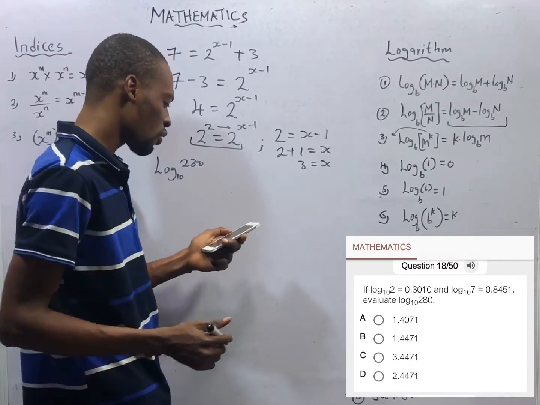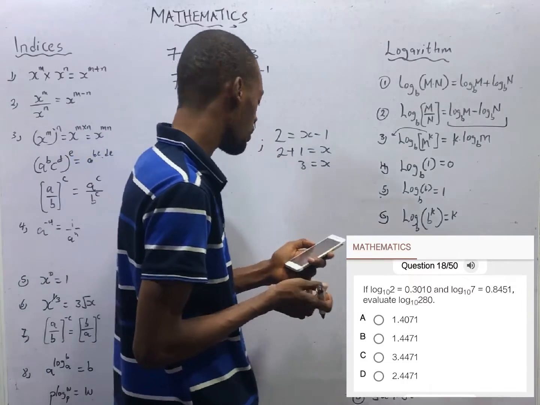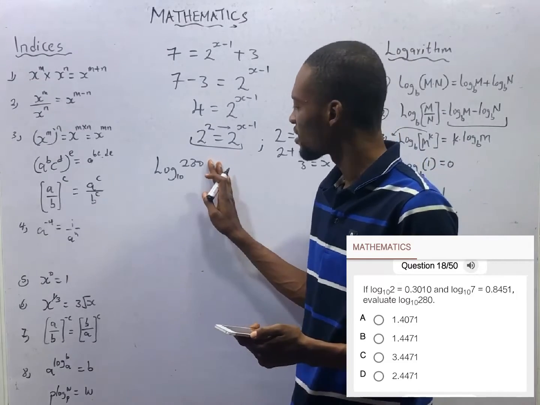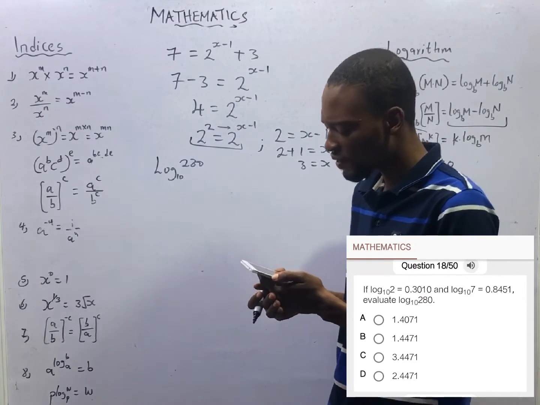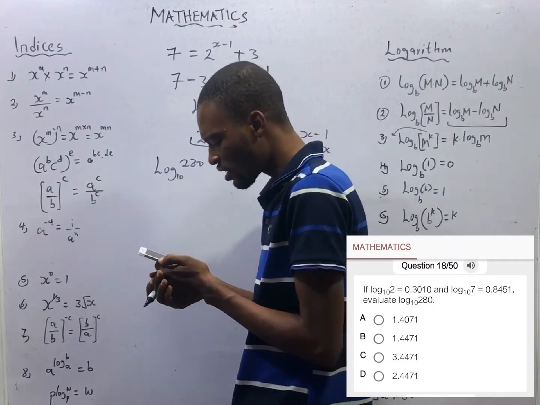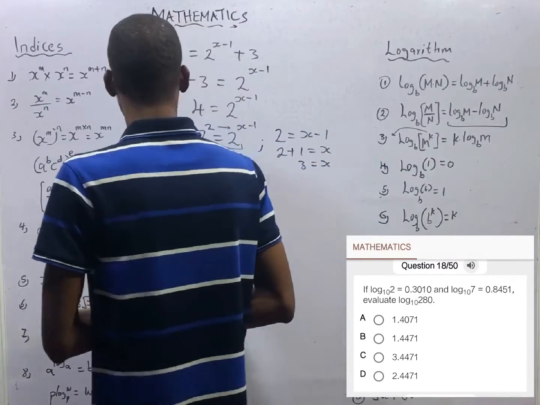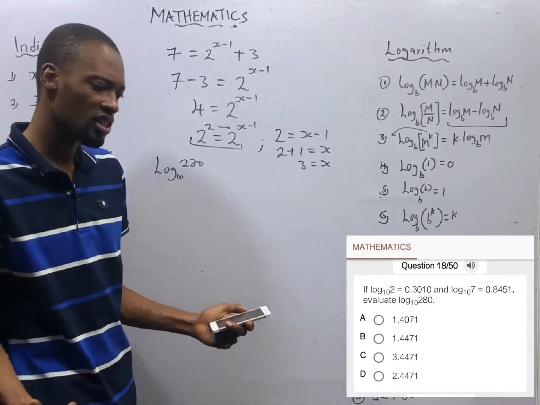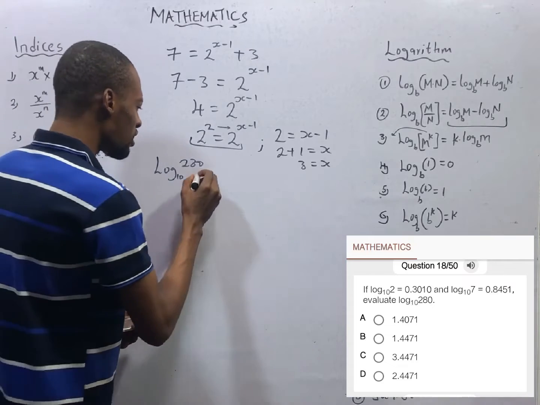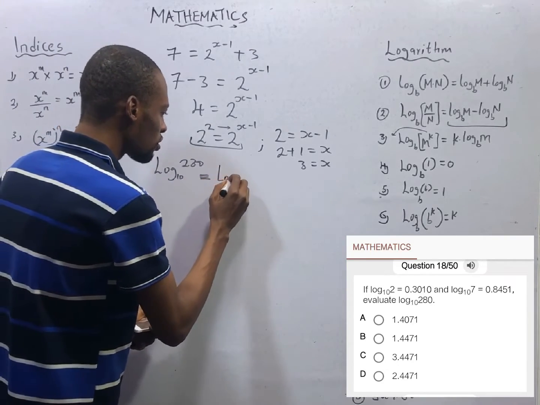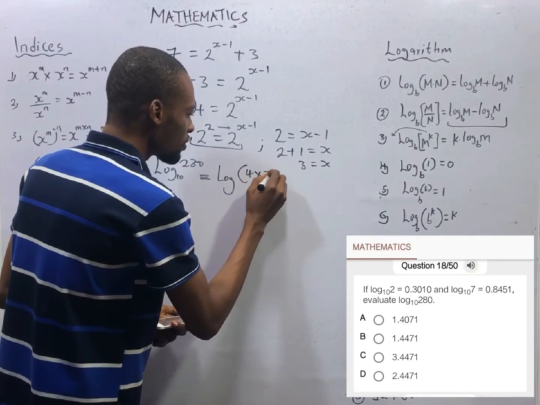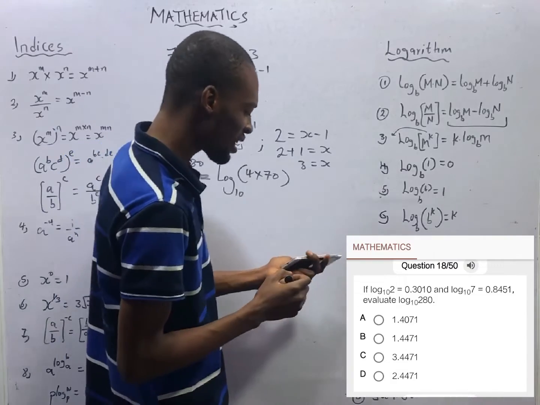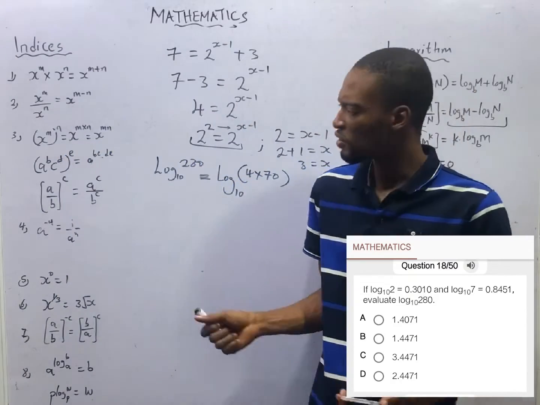So in this case, we are given log 2 and log 7. How do we get 2 and 7 from 280? Either directly or in a simplified form. Ladies and gentlemen, what is 4 times 70? 4 times 70 is 280. If you agree with me, it simply means this is the same thing as log 4 times 70 with base 10.